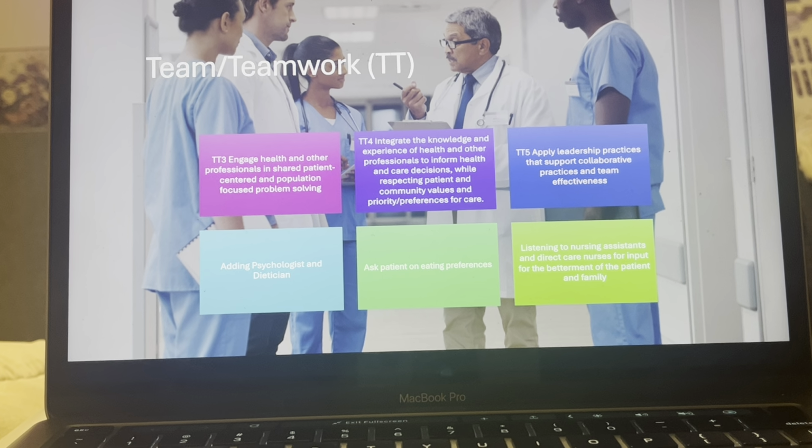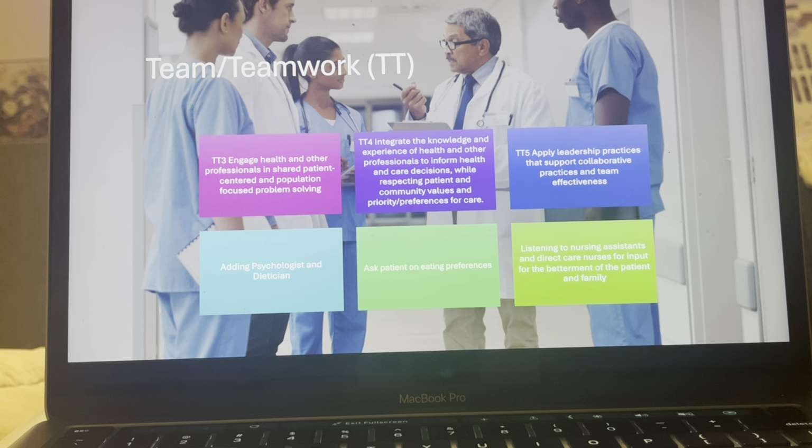We knew he was going to have a problem with eating. His sugars were high, so we got the psychologist and dietitian on board to talk to him and maybe set up a plan that he agrees with.